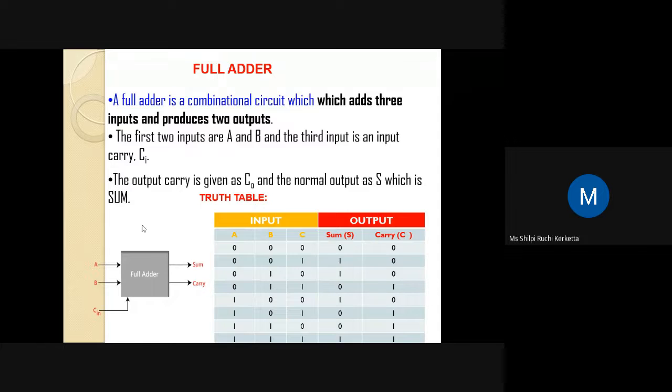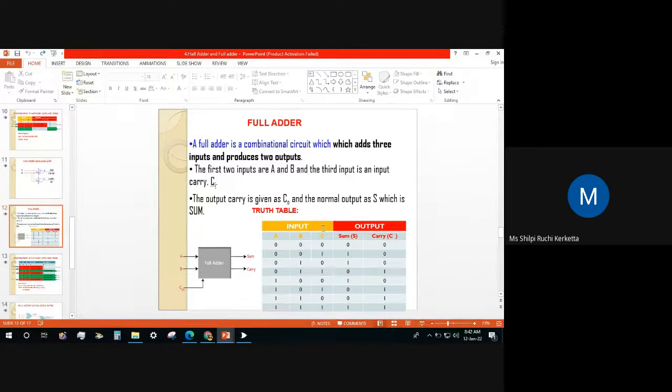So the first two inputs are A and B. In some places we write carry as C, so that's why we are using carry here as CI. Sorry, I have not written it here. It will be CI, and the output will be CO.